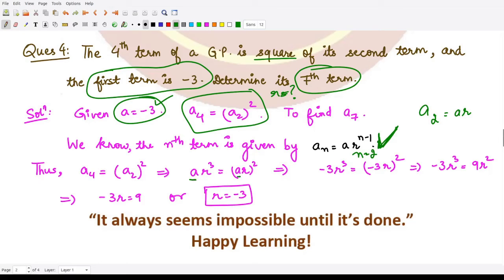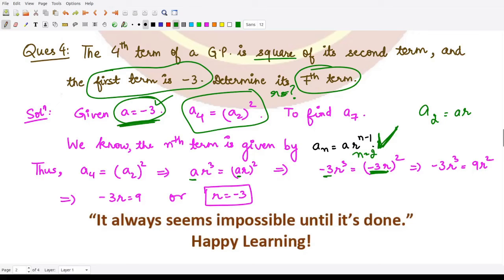Now we know the value of a. It is given to us as minus 3. So we can substitute it here and here as well, correct? Okay. So that means minus 3r cube is equal to minus 3r whole square, correct? So we can square this thing. It would be plus 9 into r square, this term.